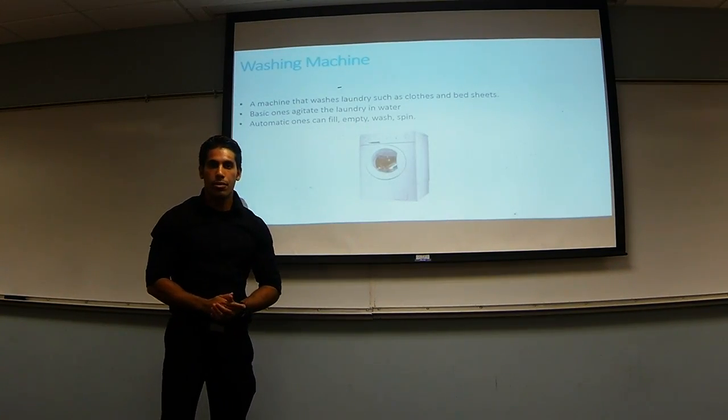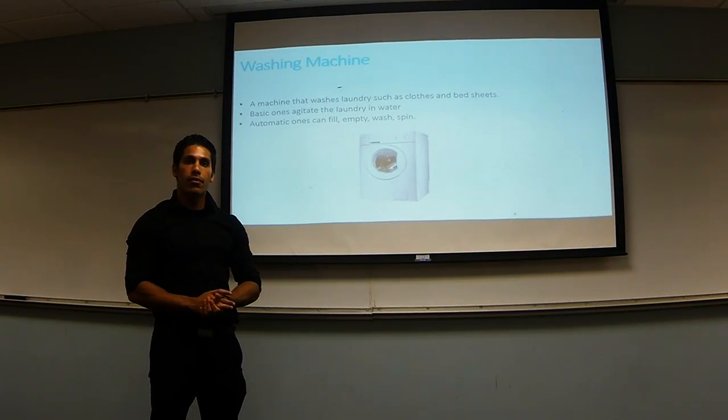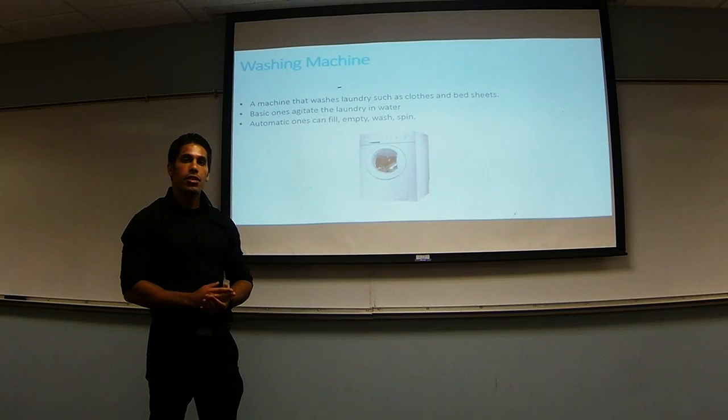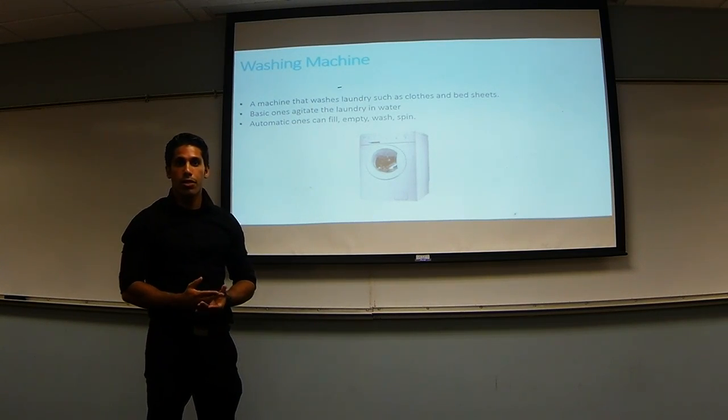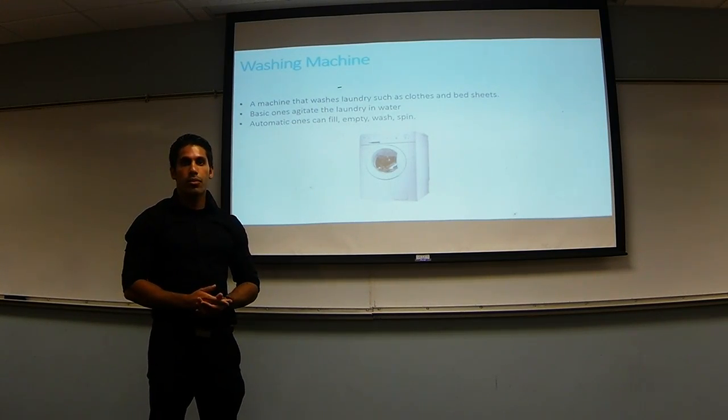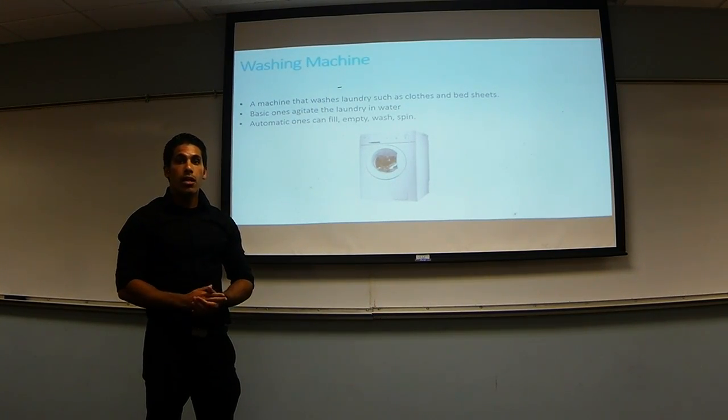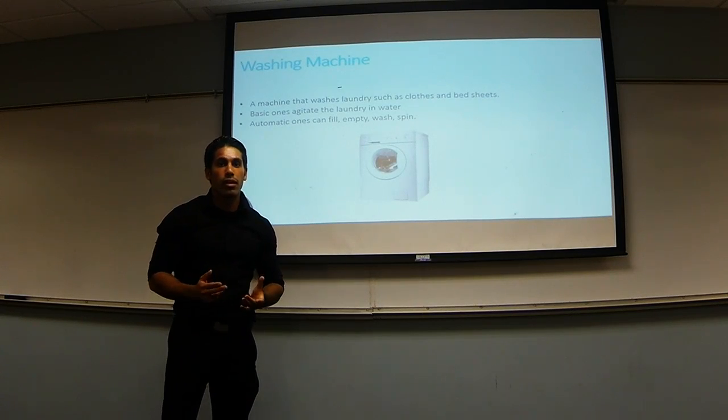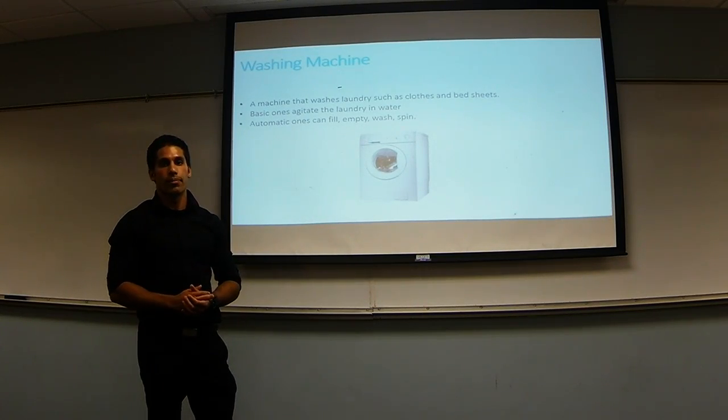My name is Alsenawi. So spur gears can be found in washing machines. A washing machine is a machine that is used to wash laundry, some of which are clothes, some are bed sheets. There are many types of washing machines. The basic ones can just agitate the laundry in water, and the advanced ones can do everything from filling and emptying water to washing and spinning.